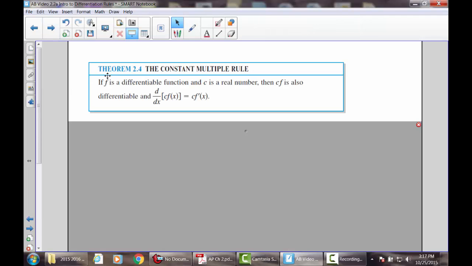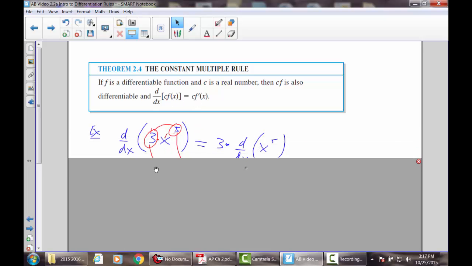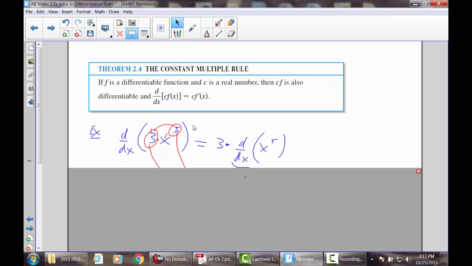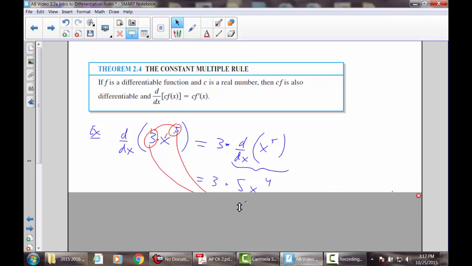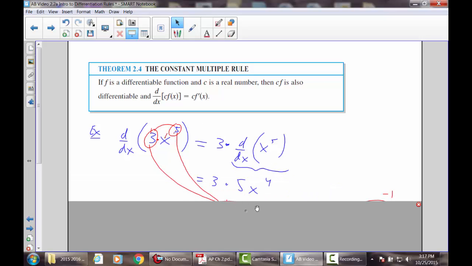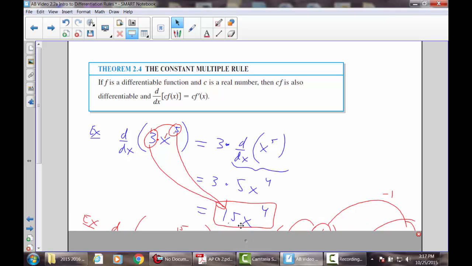All right, now the constant multiple rule. If f is a differentiable function and c is a real number, then c times f is also differentiable, and the derivative of c times a function is c times the derivative of the function. In other words, you can pull that c on the outside. So the long way of looking at this is I can pull the 3 on the outside and then multiply that by the derivative of x to the 5th, which of course is 5x to the 4th, and that'll give me 15x to the 4th.